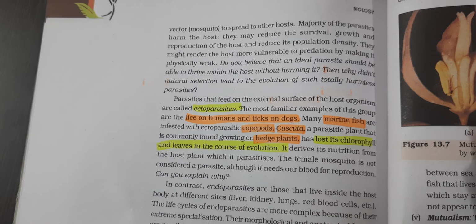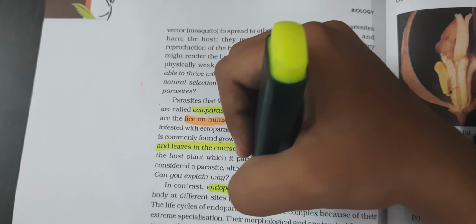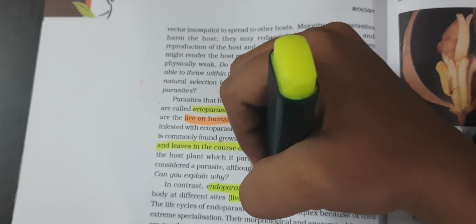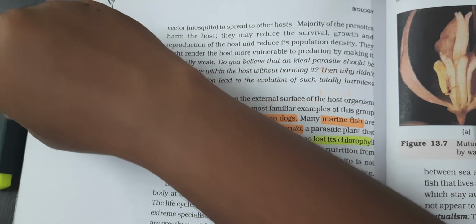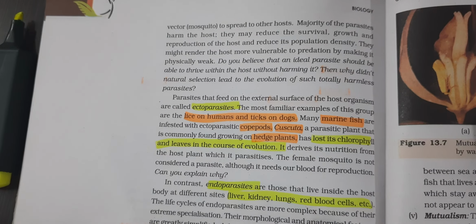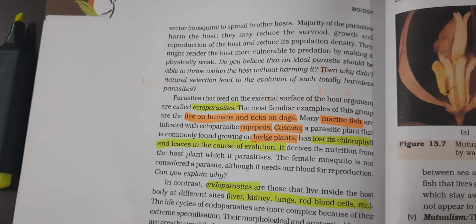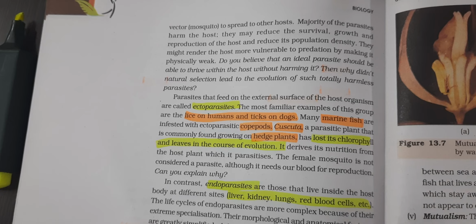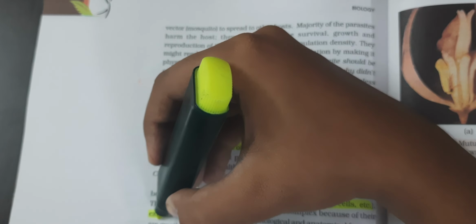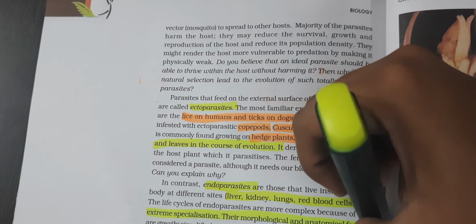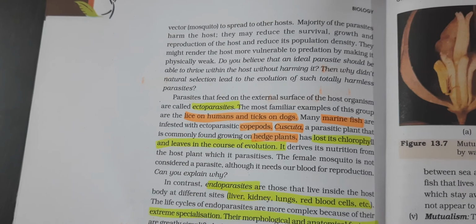In contrast, endoparasites are those that live inside the host in different sites such as liver, kidney, lungs, red blood cells, etc. The life cycles of endoparasites are more complex because of their extreme specialization. Their morphological and anatomical features are greatly simplified while emphasizing the reproductive potential.